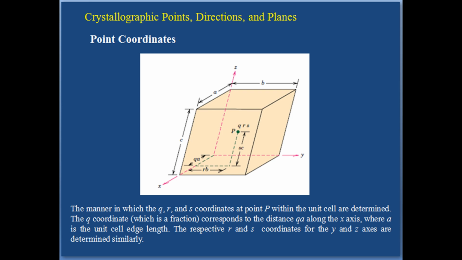When dealing with crystalline materials, it often becomes necessary to specify a particular point within a unit cell, a crystallographic direction or some crystallographic plane of atoms. Labeling conventions have been established in which three numbers or indices are used to designate point locations, directions, and planes.